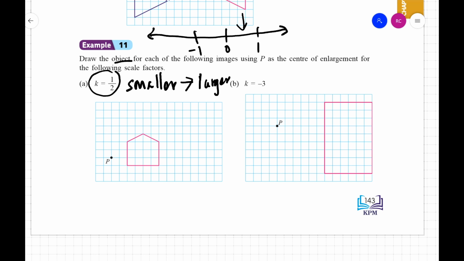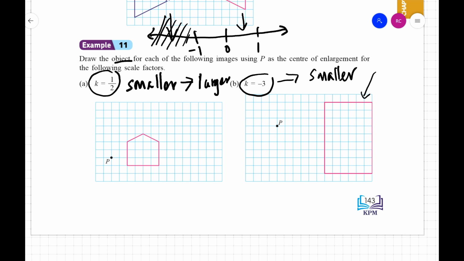Okay, same thing, we check for the next one first. When K is equal to -3, meaning that it falls over here. So the image will be larger. Okay, so the image given is larger, meaning that you have to draw the one, the object will be smaller.